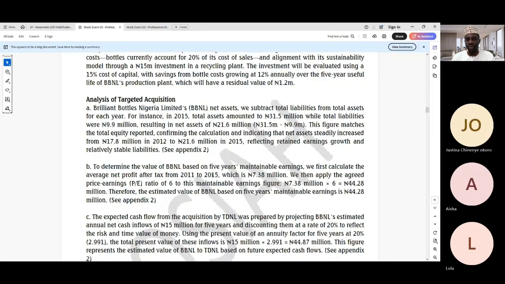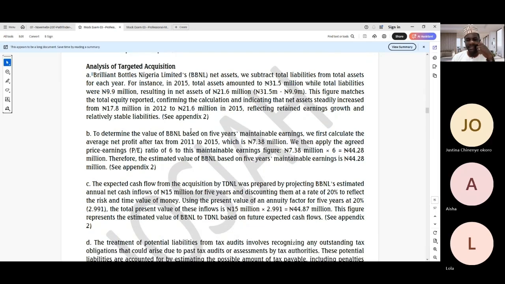Then we now want to use professional tools to speak. So we are saying analysis of the target or the targeted acquisition, and we're looking at the ratios we calculated for BBNL. So we said the net assets, after we subtracted total liabilities from total assets, we saw that in 2015, this was the amount and the figure matches the total equity. We said reflecting retained earnings growth and the stability in liabilities, and we quoted Appendix 2 where this was calculated. So we have a lot of calculations in Appendix 2 looking at ratio analysis, trend, common size, and all that.